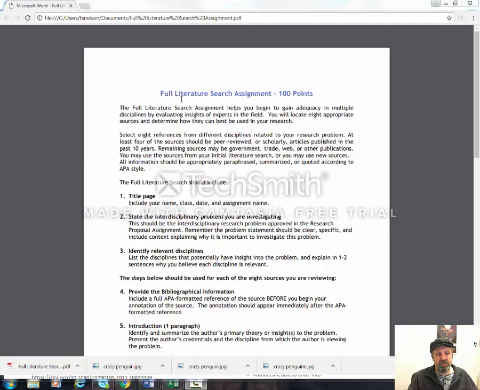The full literature search assignment page, like you see here, can be found in the Dropbox under the folder of the same title. There's a link to it there. The first part of this is really an extension of what you've already done, so you can use your old work, but make sure you clean it up and make it really polished. You've got the title page, APA, and the interdisciplinary problem. This needs to be approved.